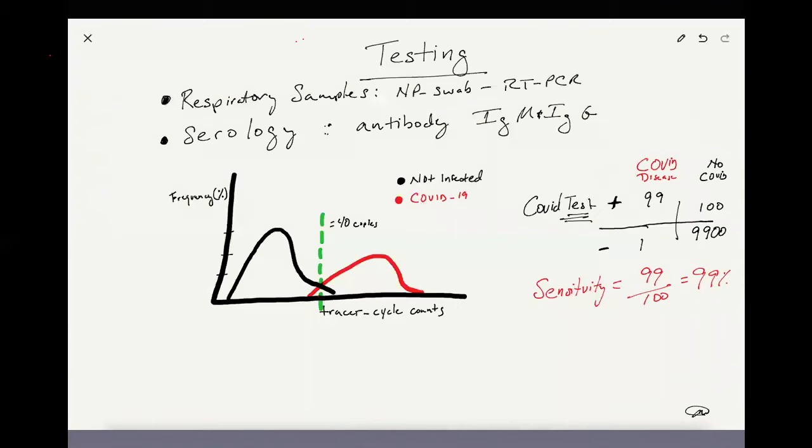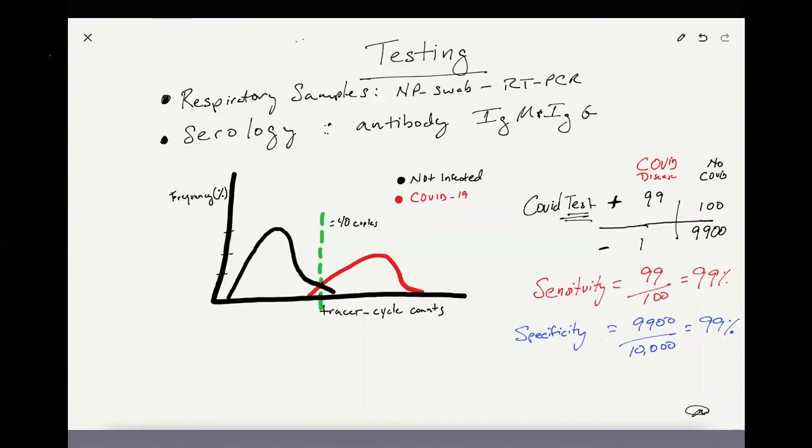If a test is very sensitive, and this is a made up example here, 99 of the COVID cases will be positive, and we'll have one false negative. And if the test is very specific, we'll make it equal specificity here of 99%. We'll have 9,900 cases that are negative out of 10,000, and you've got a very specific test.